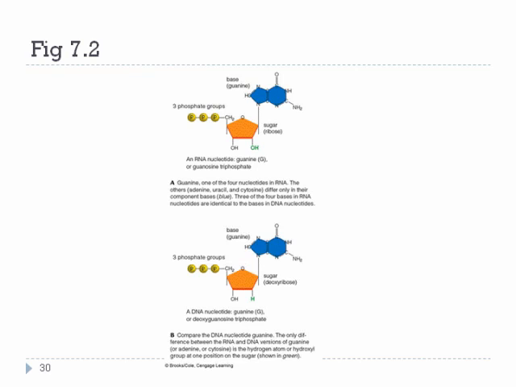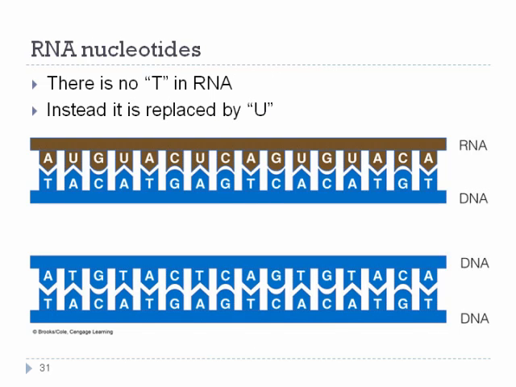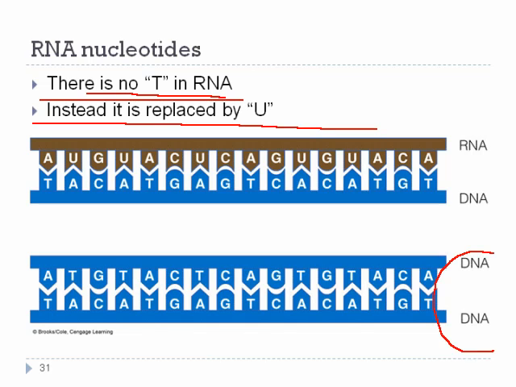Now, the RNA nucleotides follow very similar Chargaff rules, or base pairing rules, to ones that the DNA has, with one exception. There is no RNA nucleotide that has a T on it. There is no T in RNA. Instead, it's replaced by a U.